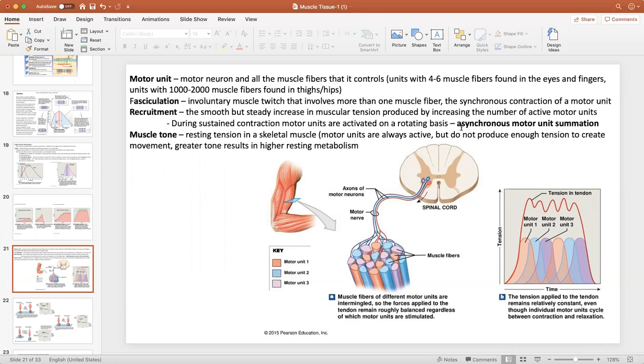So that's where we have some motor units active at one time and other units not. So we have motor unit 1 and 2 kind of overlapping at one time. And then as motor unit 1 kind of shuts off, motor unit 3 activates. So we can maintain a fairly steady tension within the muscle to maintain that sustained contraction. And then muscle tone, this is our resting tension on our skeletal muscle. And so when we have greater tone, we have higher resting metabolism.